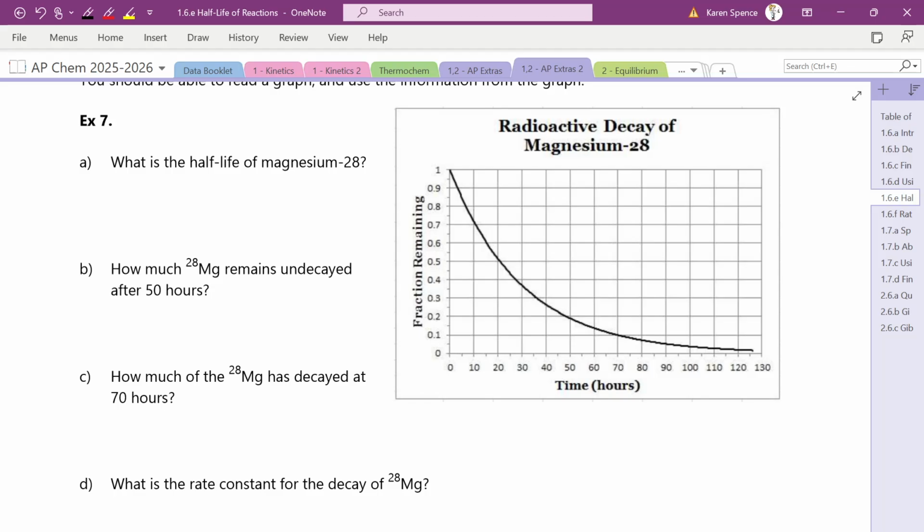Okay, what's the half-life of magnesium-28? Everyone should have done that by now. The first one. Half-life is 20 hours. Excellent. Carry on.